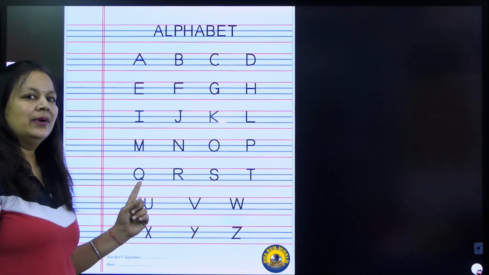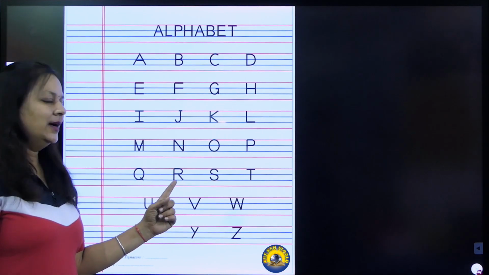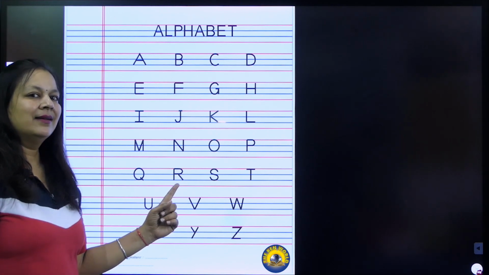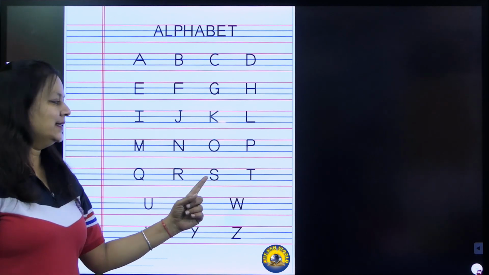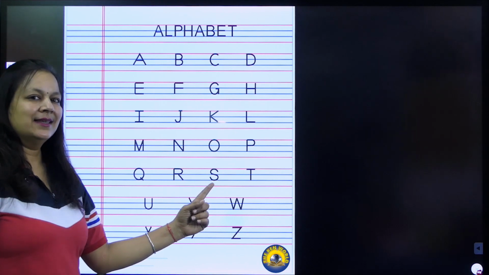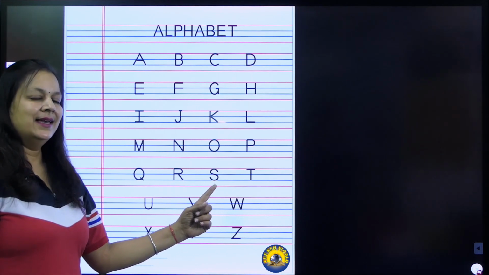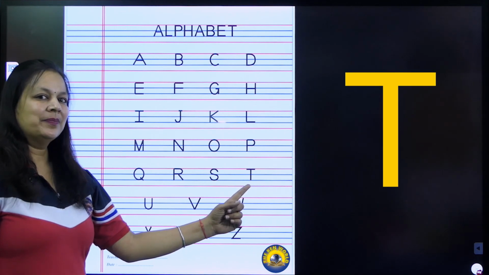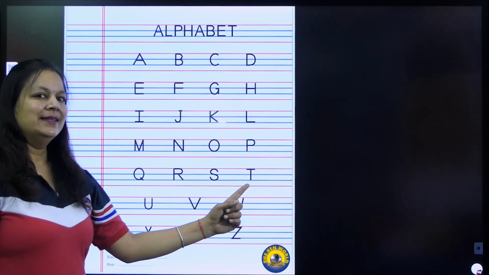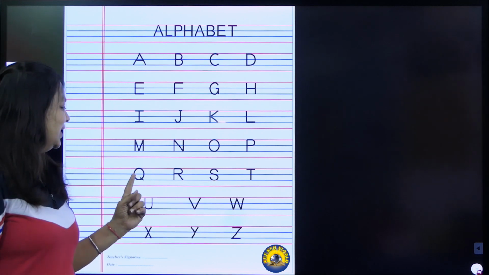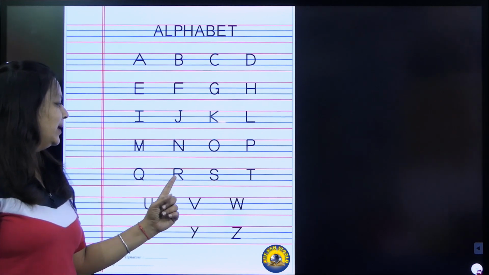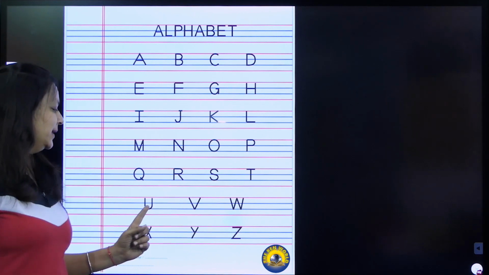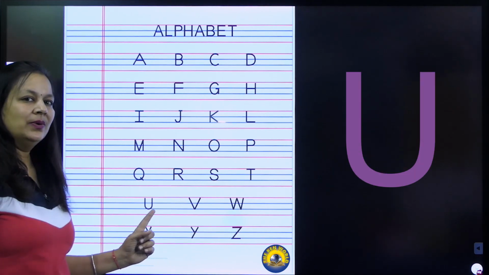Q. After Q, it's R. R. The next letter is S. S. After S, it's T. T. Let's revise. Q, R, S, T. The next letter is U.